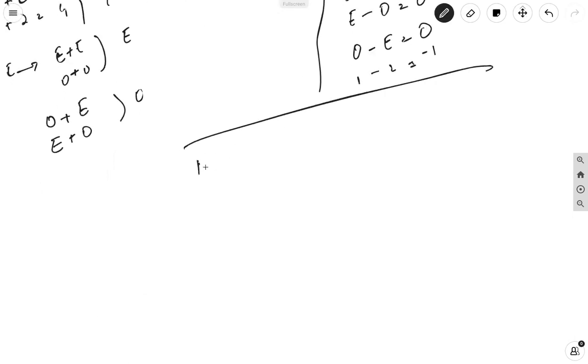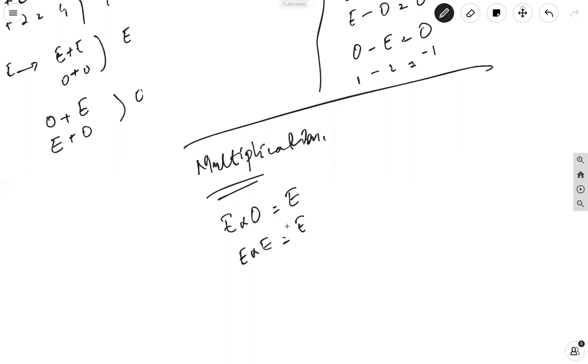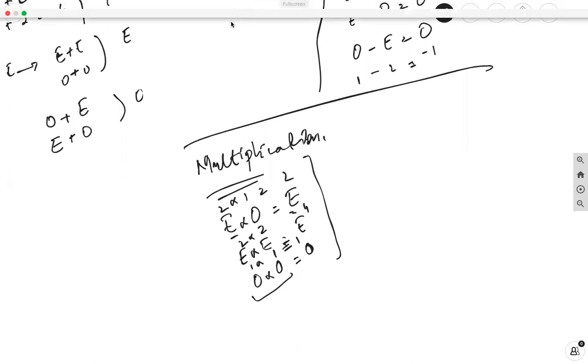Now, about multiplication. This is very simple. If one is even and one is odd, the result is even. If one is even and the other is even as well, the result is even. If one is odd and the other is odd, the result is odd. So the point is, you will always get even when there is at least one even. For getting odd, all of them must be odd. For example, 2 into 1 is 2. 2 into 2 is 4. 1 into 1 is 1. So this is very simple.